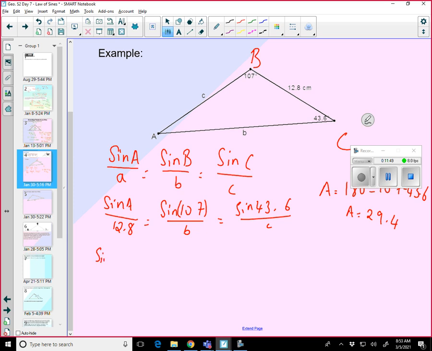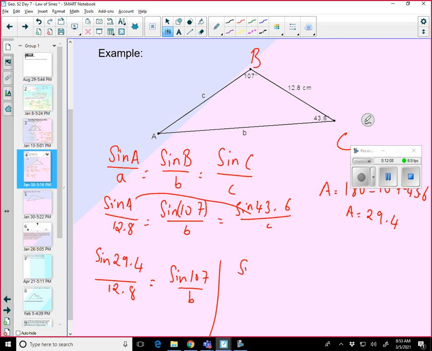So I can say sine of 29.4 over 12.8 equals sine of 107 over b. This is one part, and I can use this and get the value of c as well. So sine of A, 29.4, over 12.8 is also equal to sine of 43.6 over c. Let's do one at a time. Let me complete this b part.